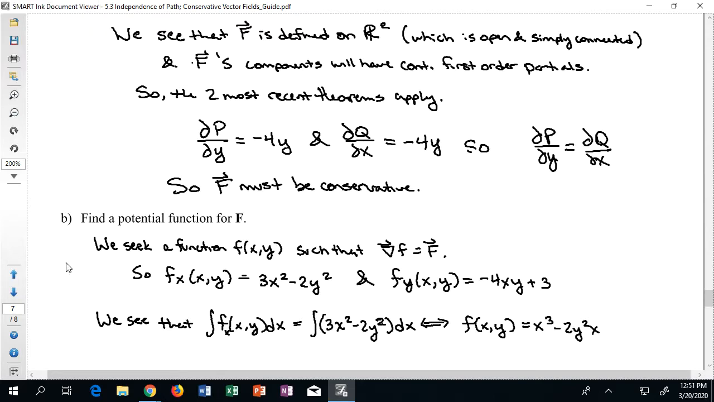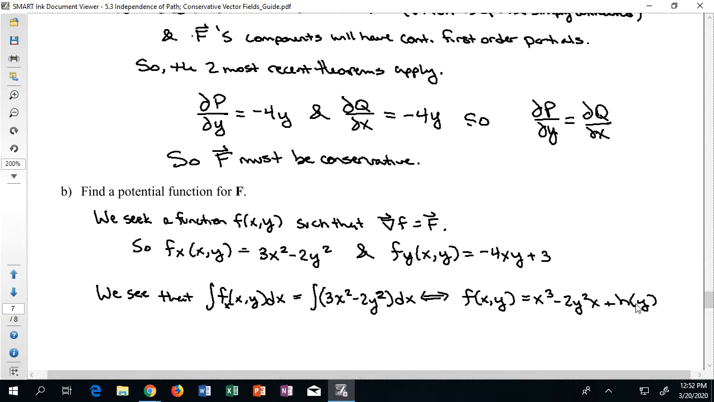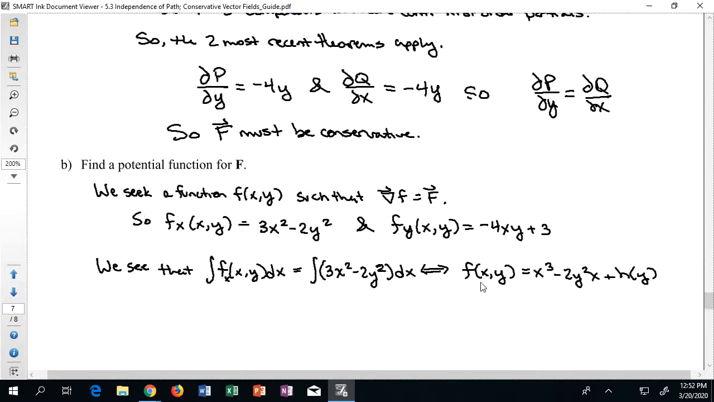But this constant doesn't necessarily just have to be numbers. It could really be any other sort of function that involves y's, or just constants on their own. So I have something like this. Now, this is really powerful because this is telling me that whatever my function has to be has to look like this, and then some other stuff with just y's. But I know that if I take the derivative with respect to y, I do a partial of this with respect to y, I should get right back here to my negative 4xy plus 3. So I'm going to go ahead and start with that.